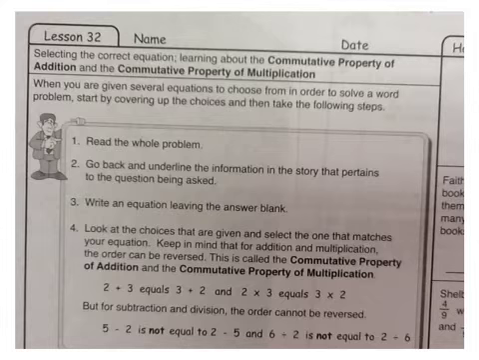But for subtraction and division, the order cannot be reversed. You won't get the same answer. 5 take away 2 is not equal to 2 take away 5, and 6 divided by 2 is not equal to 2 divided by 6. It's only in addition and multiplication that you can reverse the order.